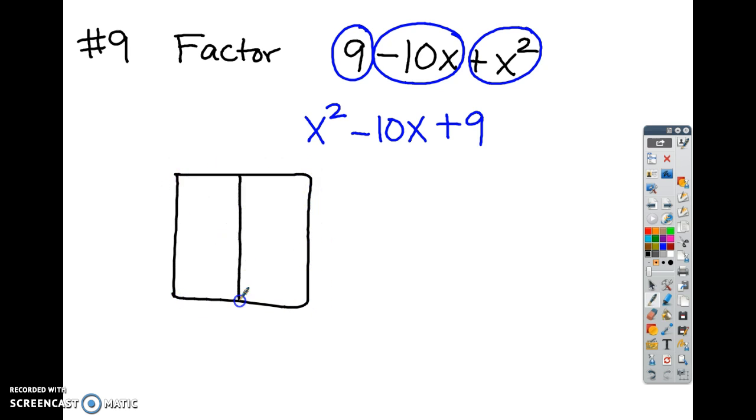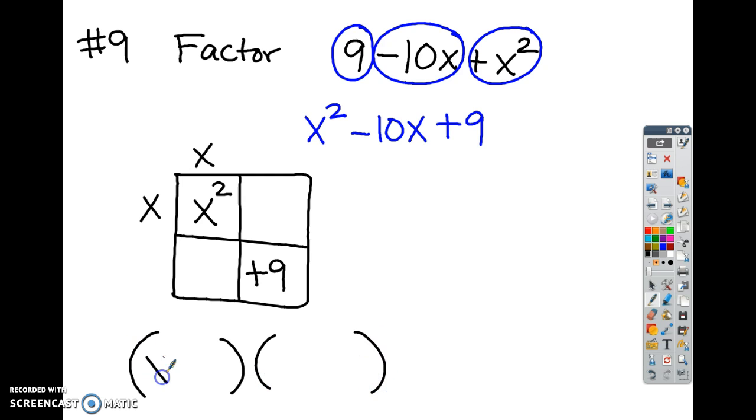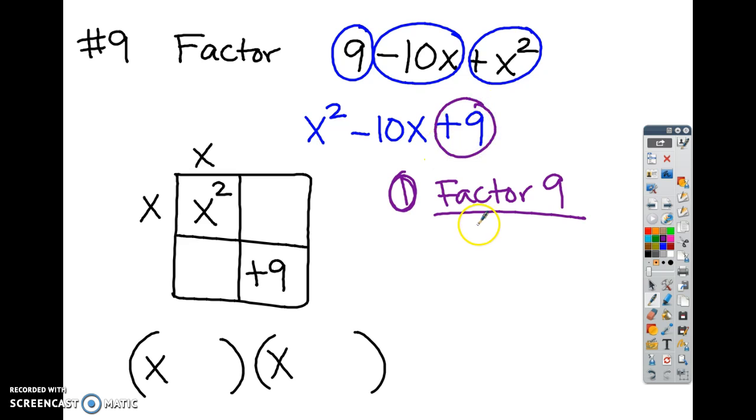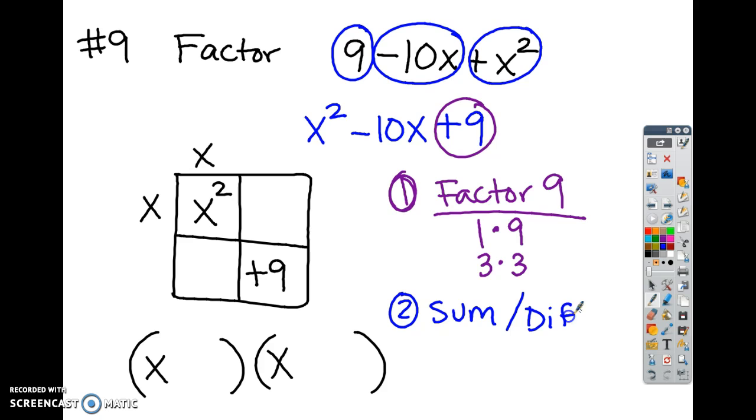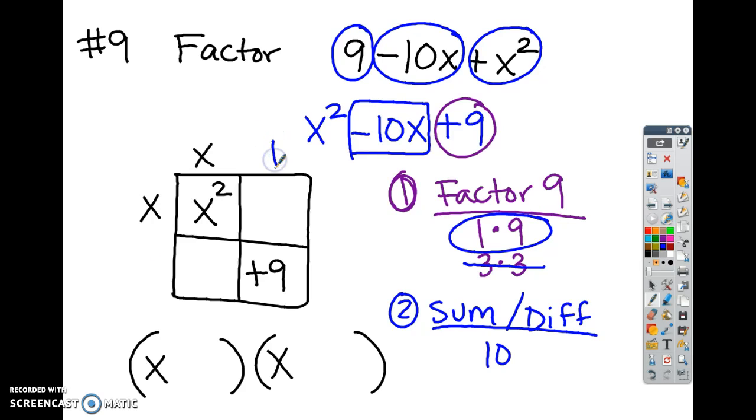Fill in the box. Put x squared in the front and put positive 9 in the back. And you know that it's x times x that gives you x squared. So we're almost done. Our factors are going to look like this with x in the front of each one. So the first question is, factor 9. Give me factors of the last term, which is 9. 1 times 9 and 3 times 3 are the only factors. Question 2, which one gives me a sum or a difference of the middle term, which is 10? Only 1 and 9, right? Because 3 plus 3 is 6, and 3 minus 3 is 0. That's not going to work. This one is. So we use those numbers, 1 and 9.